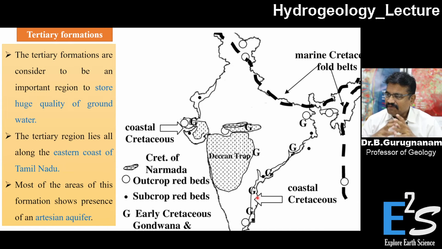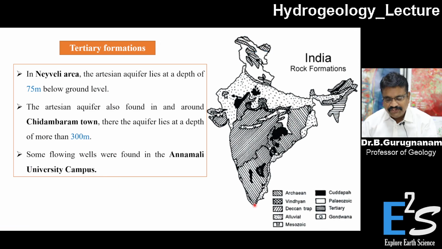So artesian water, why is it coming? Because the piezometric level, I mean the water table in the confined aquifer, is somewhere far away from this place, and it is near the surface. Where you are going for little depth, if you just put a hole, because of the pressure at the other side, the water will come automatically to the surface. That is called the artesian system. And most of this tertiary formation has the character of being artesian in nature. That's what I said in the next slide.